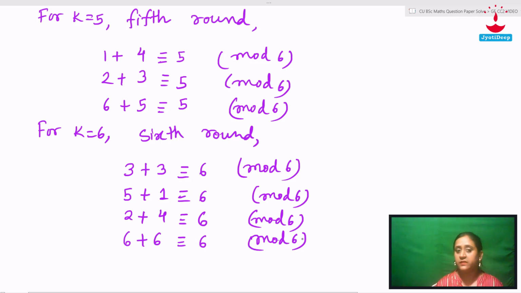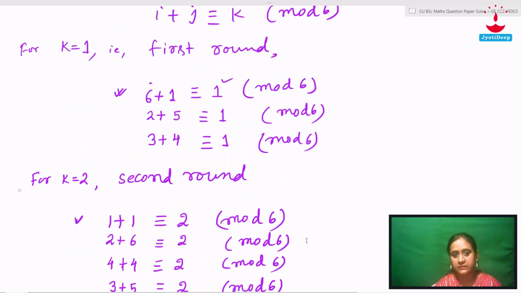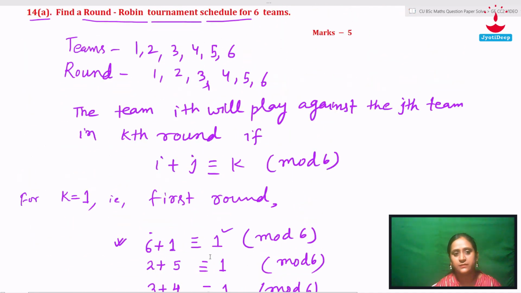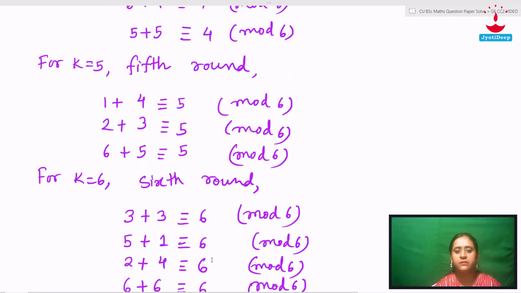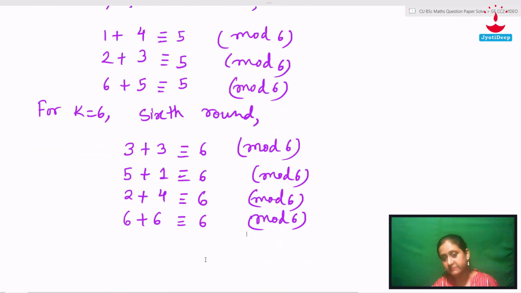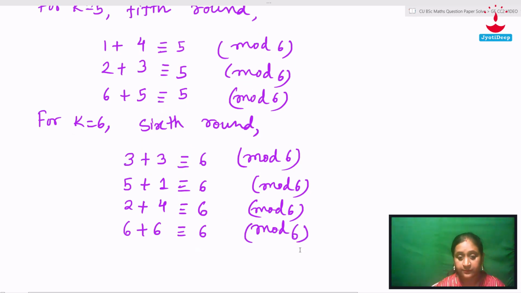Okay, so we have calculated for each round, from the first round to the second, third, fourth, fifth, sixth round, which team will play with which team. Now what we have to do? Now we have to make the table. Okay, so let's make it. Yeah, it will be mod 6.